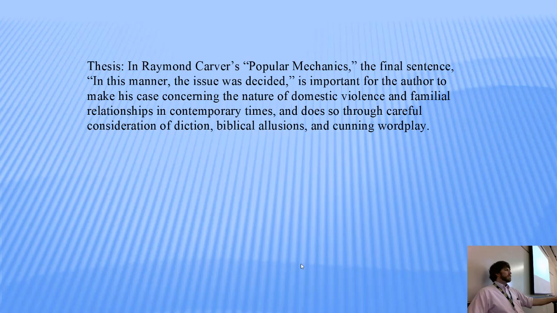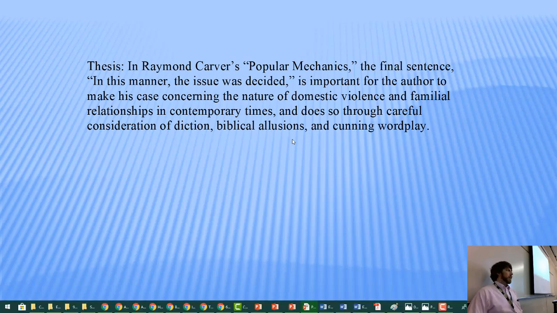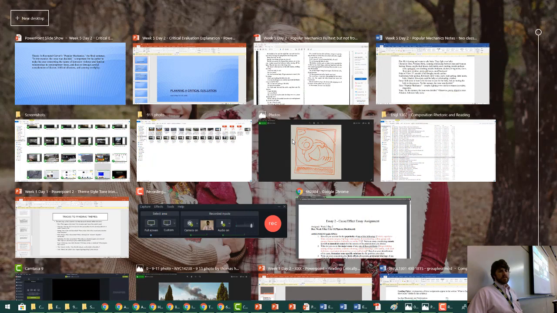So my thesis for a paper like this might be something like this. In Raymond Carver's Popular Mechanics, the final sentence, in this manner the issue was decided, is important for the author to make his case concerning the nature of domestic violence and familial relationships in contemporary times, and does so through careful consideration of diction, biblical allusions, and cunning wordplay. Diction meaning the choice of words that he has, which is what I'm arguing there. Cunning wordplay is kind of similar, but that's me saying it's not just the words he chose, but the playfulness that they have. And then biblical allusions is the allusion to the Solomon story. And my introduction might be a little more expanded idea of that, which is, what the hell?